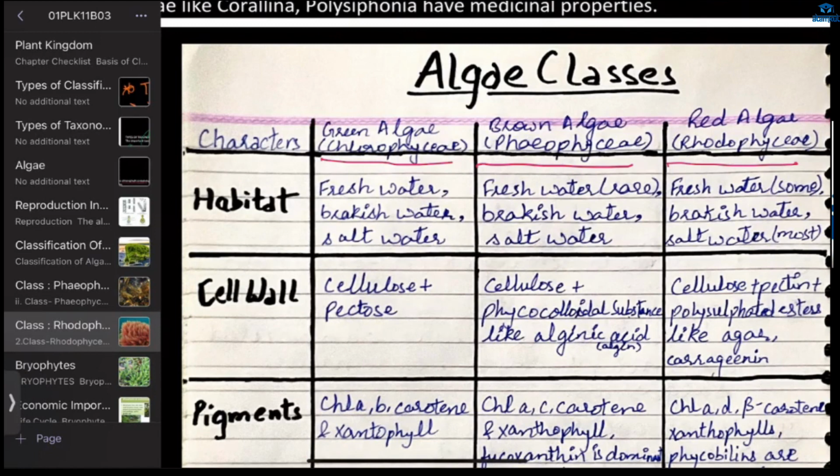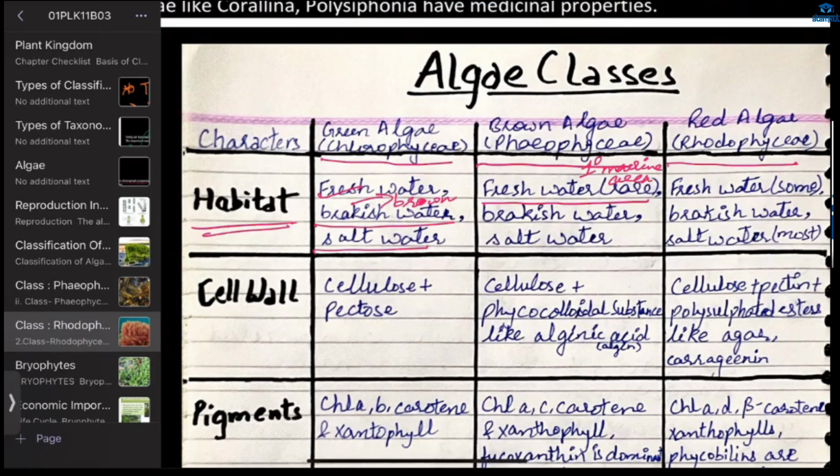And first we will start with habitat. So green algae is found in fresh water also, brackish water also, salt. Brackish water is somewhat like salt water, just brown in color. The water of that area will be slightly brown in color. Okay. Also brown algae are very rarely found in fresh water. They are primarily marine organisms, and mostly brown algae will be found in primary marine areas.